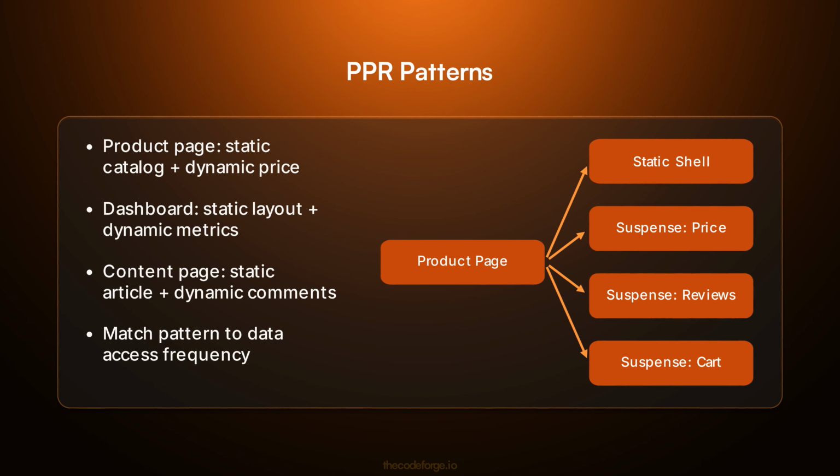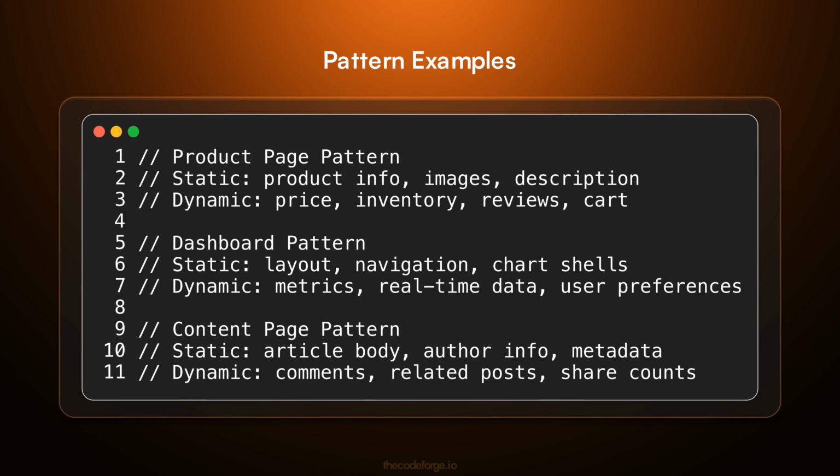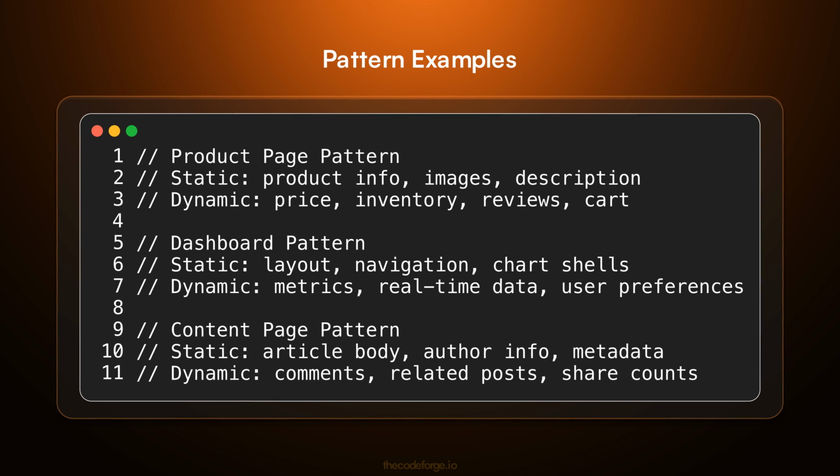Product pages with static catalog data and dynamic pricing, dashboards with static layout and dynamic metrics, content pages with static article and dynamic comments. Choose based on how often data changes. Here are the 3 patterns. Each has a different suspense boundary strategy. The product page has the most static content, so it benefits most from PPR.